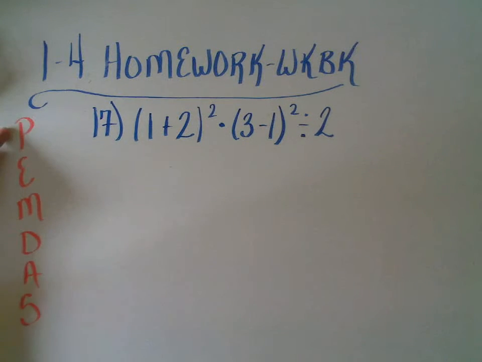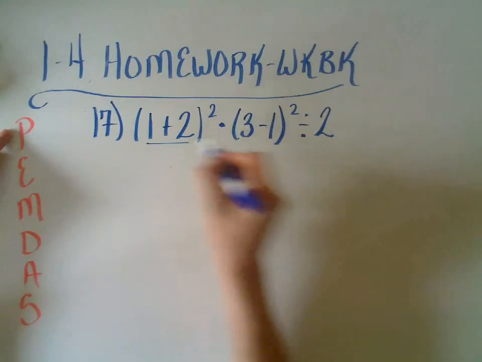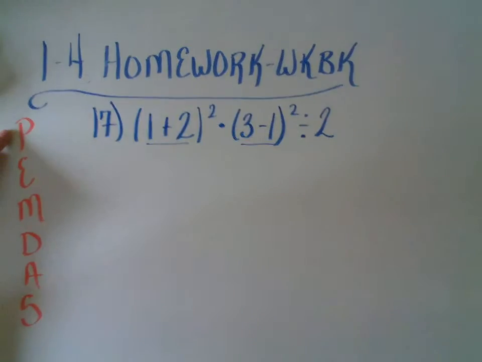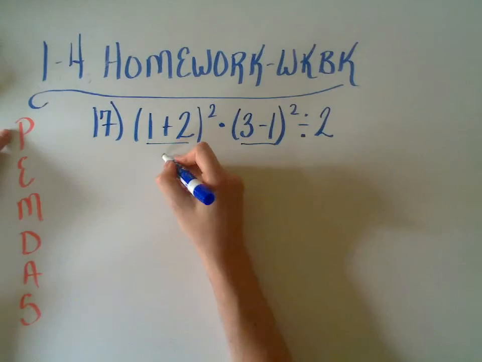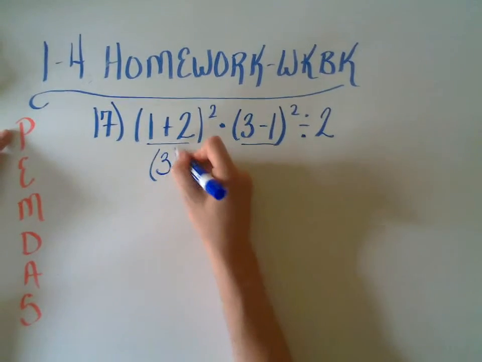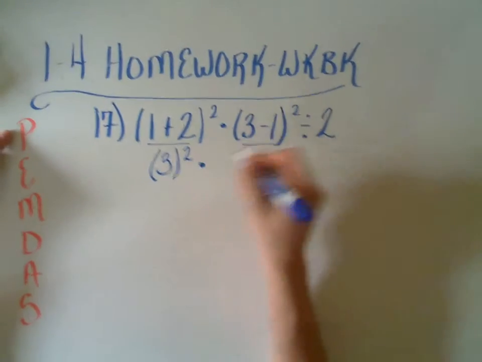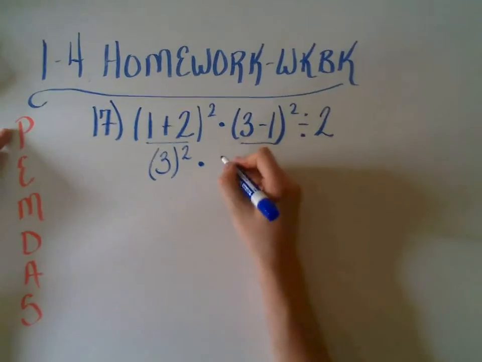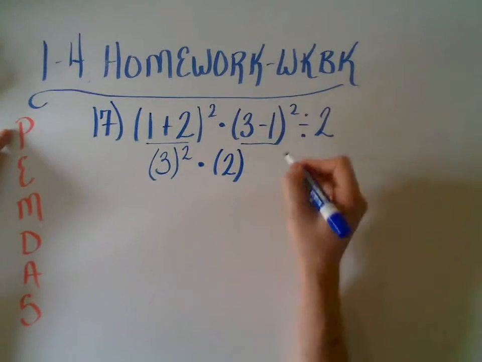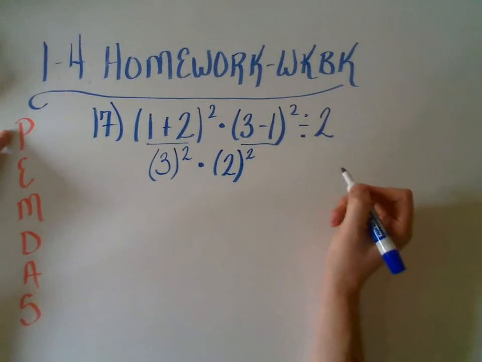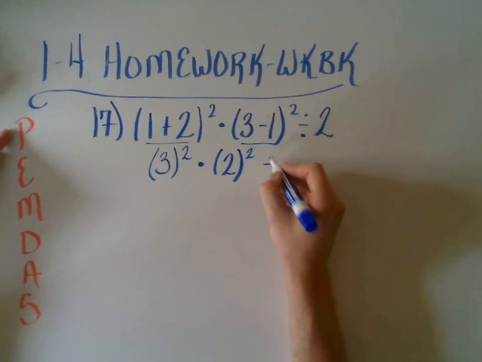So back to order of operations, P coming first, parentheses. So I'm going to take care of both my parentheses things first here. So the 1 plus 2 is going to change into a 3. And I'm writing the parentheses again. I'll show you why in a minute. And the 3 minus 1, that's going to simplify to 2. That's going to be squared. And then divide by 2.